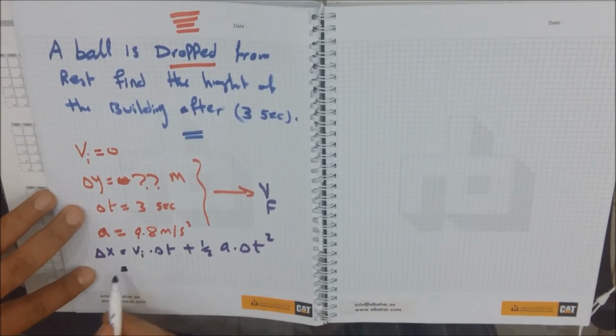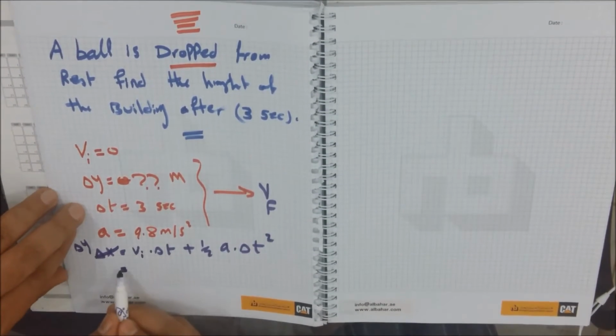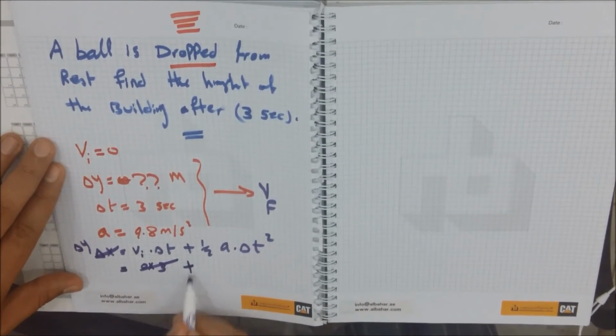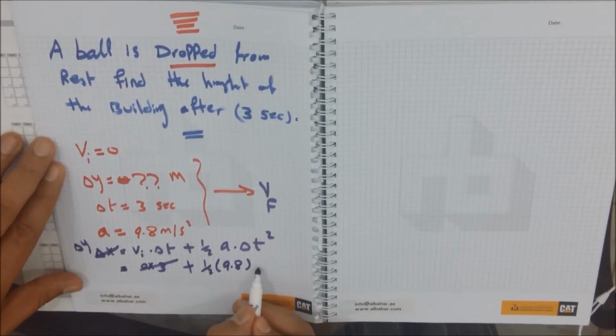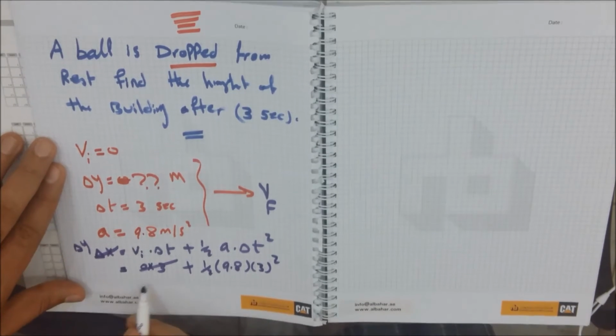By substituting, delta x here is delta y, so I need to change this into delta y because it's a free fall. VI delta t is 0 times 3, which would be 0, plus half 9.8 times delta t squared, which is 3 squared, which is 9. And you can finish your problem. Let's say that this 9.8 is approximately 10, so half times 10 is 5, 5 times 9 is 45. So it is 45 meters.